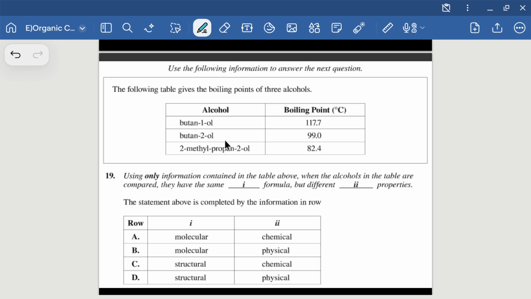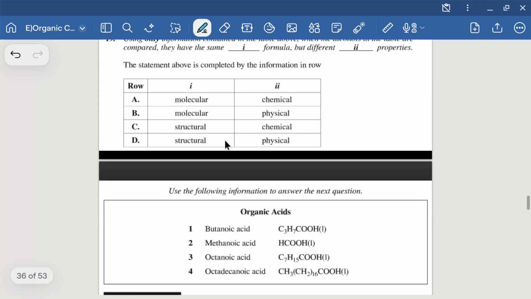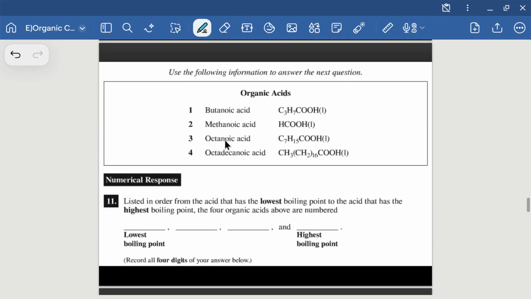So using only information from the table, when the alcohols in the table are compared, they have the same molecular formula because each of these would have 4 carbons and the same amount of hydrogens, but they differ in their physical properties like boiling point. So that would be B.